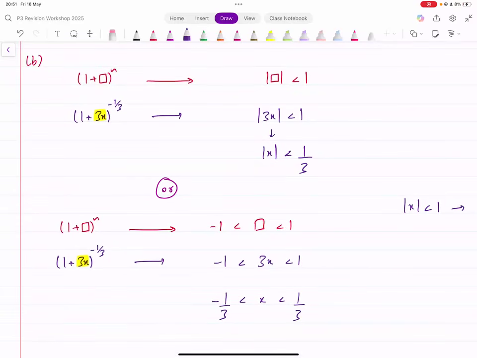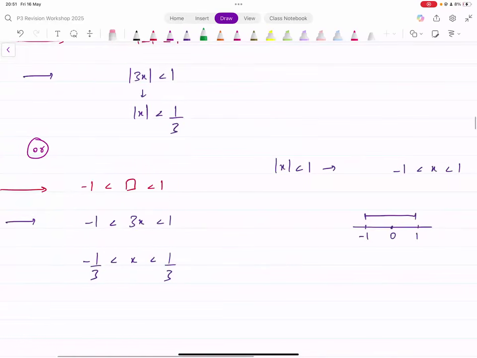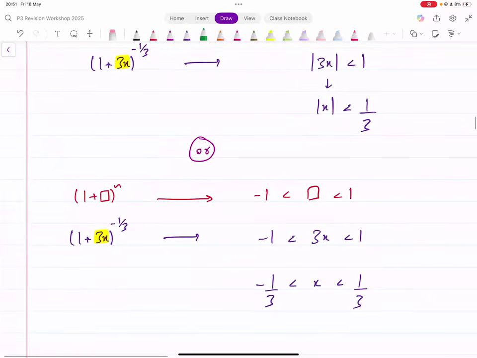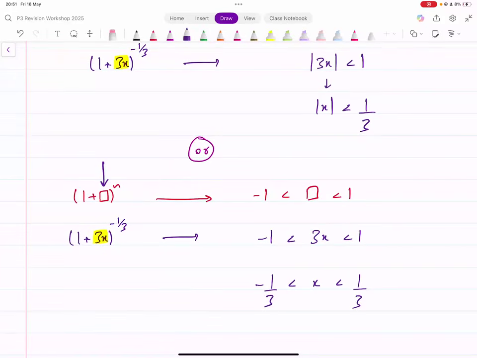You say 3x has to be between minus 1 and 1. Now, what about x then? We divide the whole inequality by 3, and that gives us x between minus 1 over 3 and plus 1 over 3. This is the set of values of x for which this expansion would be valid. Okay, so whatever is in this place, you put that between minus 1 and 1.